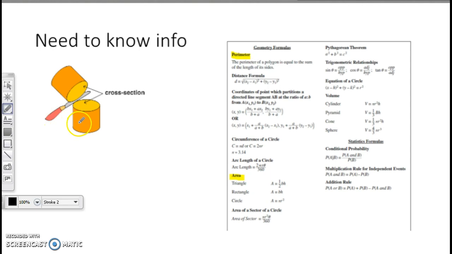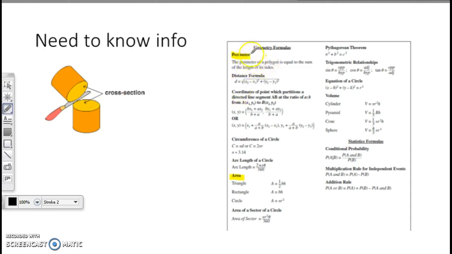The first thing is you need to know what a cross section is. If you take any three-dimensional shape and you slice it, so here they have this knife cutting it, it's going to create a two-dimensional cross section. In this case, they took the cylinder, they sliced it parallel to the base, and the two-dimensional cross-section is a circle. We're going to look at what a lot of different cross-sections look like, but you just need to know that it's a three-dimensional shape where you slice it, and then it creates a two-dimensional shape.